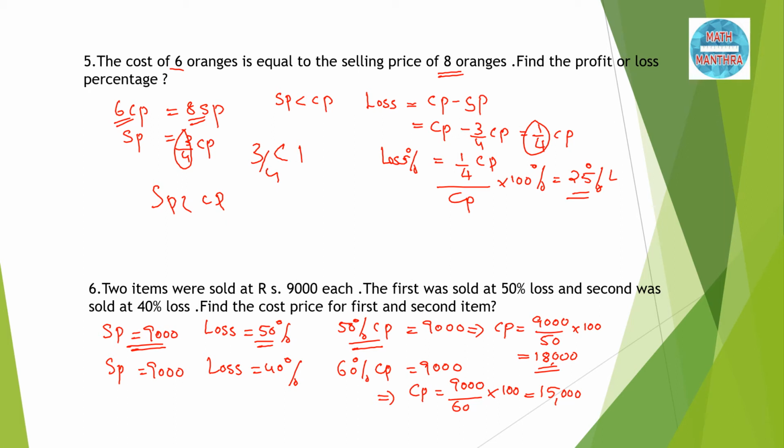Same way the second part of the question, SP is given 9,000. Loss is how much? 40% is lost. So 40% loss means what should be the CP-SP relation? Remaining. That means 60% of the CP should be the selling price, which is 9,000. So from that CP we can find 9,000 by 60 into 100, which gives you 15,000. So the first part is very direct. Second part also we can just get by using the formula in terms of SP and CP. So that's for question number 6. Now see the remaining set of questions.